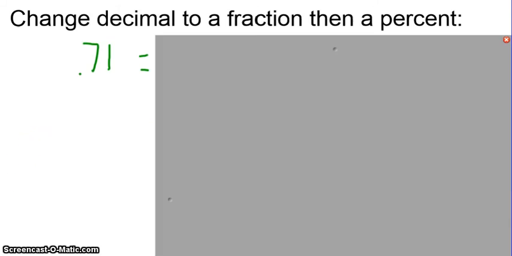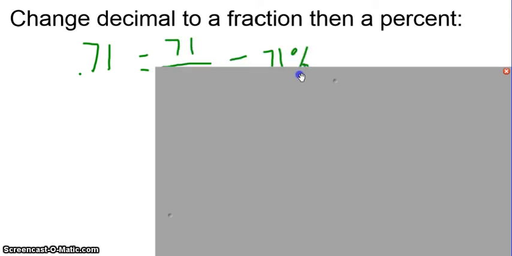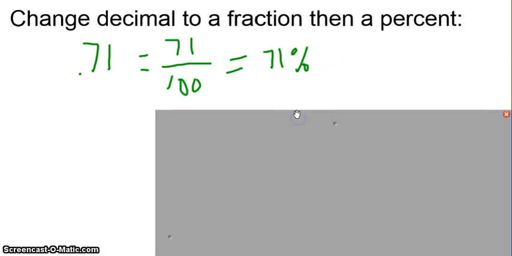Alright class, I have one more I would like you to try. It's 0.71, decimal 0.71, so 71 hundredths. Pause the video and just try that. Alright, now that you might have tried it, we look and we have 71 over 100. 71 is our parts, 100 being our whole, and so we have 71% as parts of the 100.